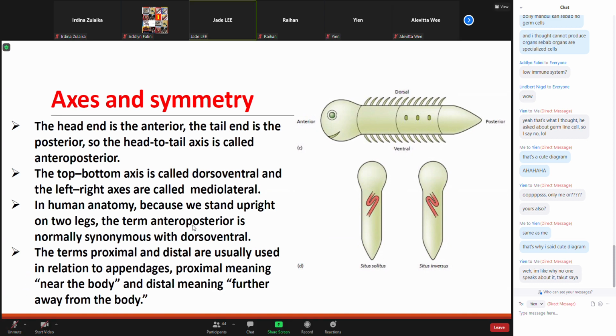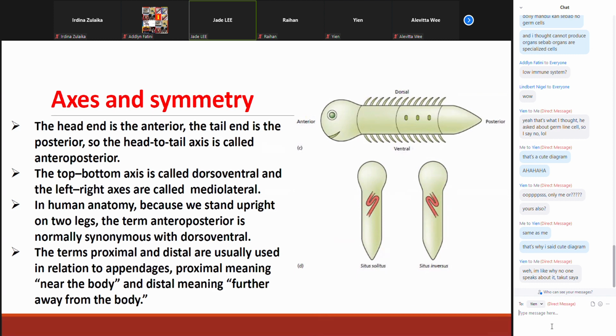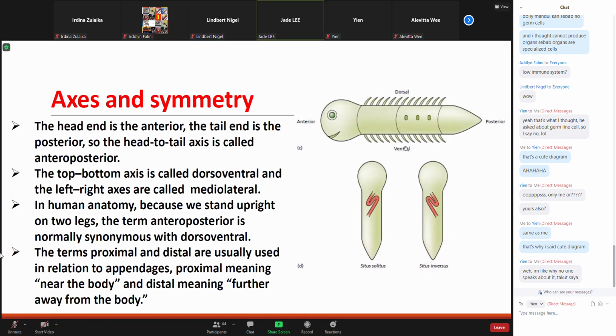Okay, good, thank you. So are you clear now with what we're going to term the anterior posterior, the dorsal ventral, and medial lateral? Anterior, posterior, dorsal ventral. Okay. Can you understand? Yes.